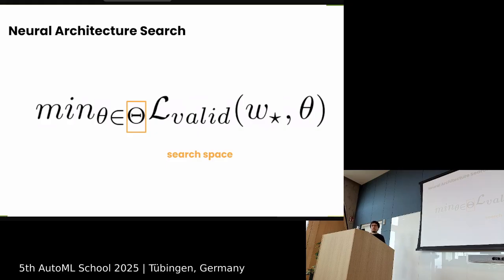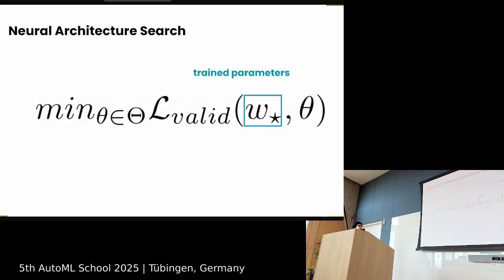And the key part here is the search space, which you're going to talk about, because the search space determines whether you're going to find an optimal architecture or not, right? If the architecture isn't in your search space, you're never going to find it. So the search space is a key part here. And well, I also already mentioned the trained parameters. That means that every time you evaluate a feeder, you first need to train it, right?